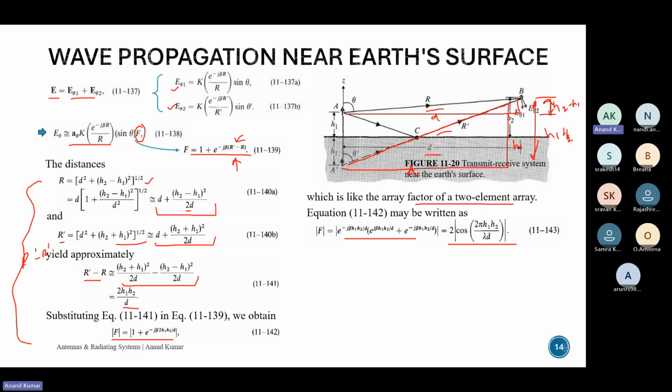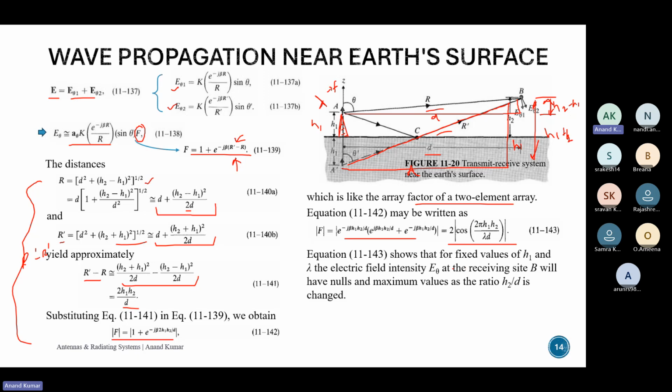Now for constant h1. So for example, if this is our tower, let's say we have built a tower of h1 height, and we keep operating at wavelength lambda, which implies constant frequency f. In this case, for fixed values of h1 and lambda, the electric field intensity at the receiving side B will have nulls and maximum values based on the ratio h2 by d. So based on the height of the receiver and this distance, we can have either very low electric field or very high electric field, which can be seen from this expression.